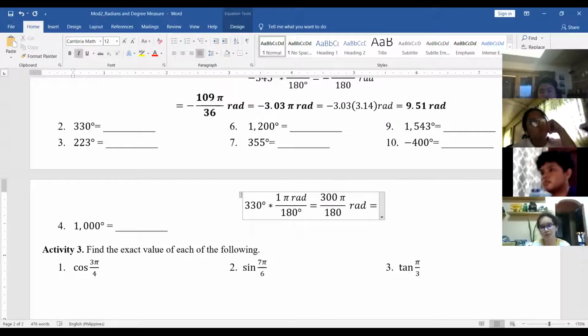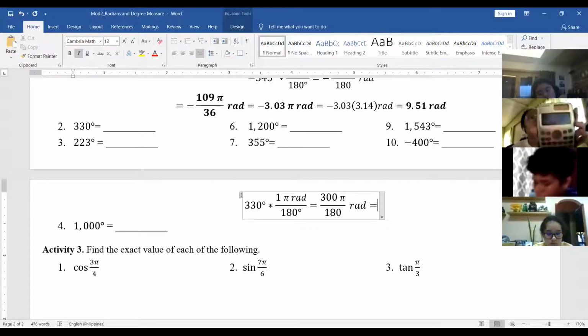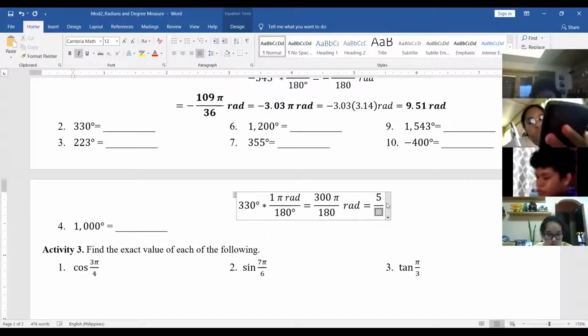Now, press your calculator. Do you have a calculator? Press 300 divided by 180. Whatever the result of your calculator, copy it. 5 over 3 is the answer, right?